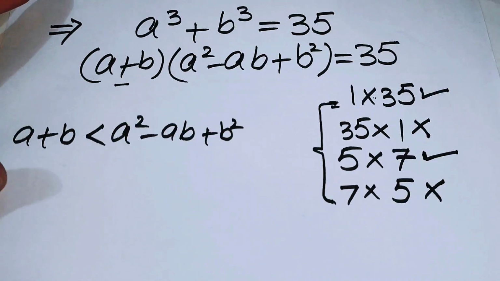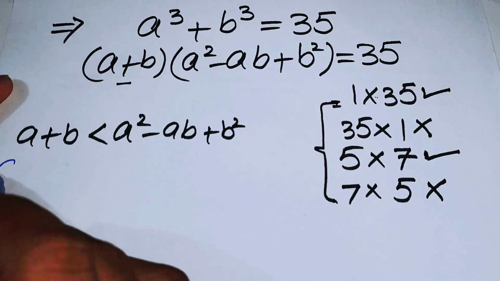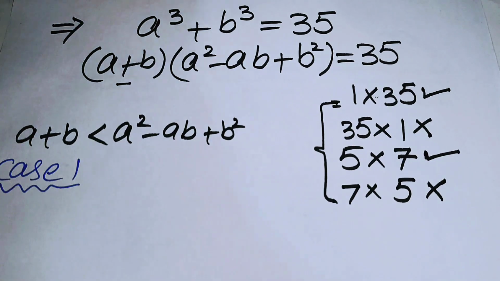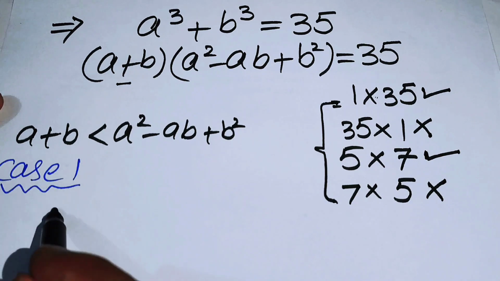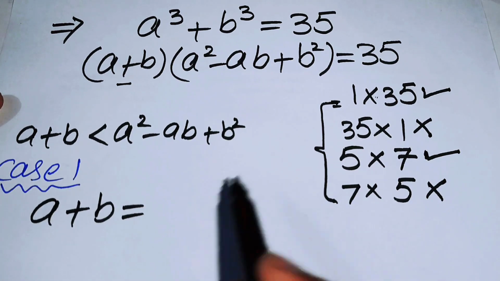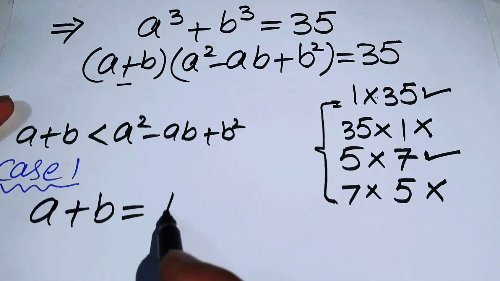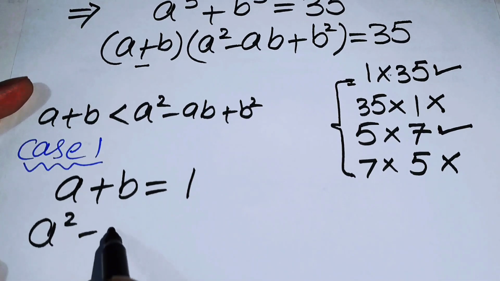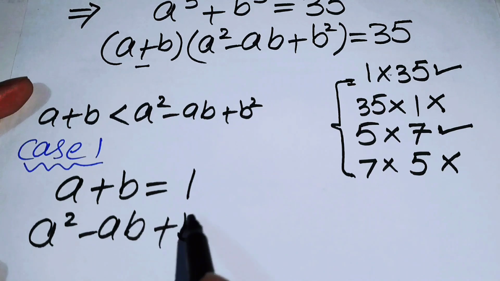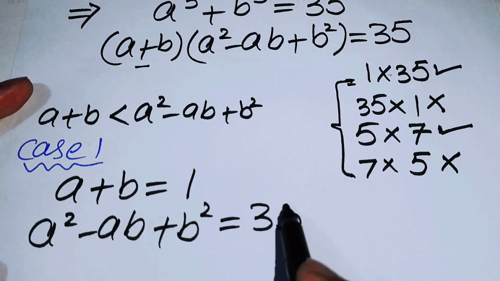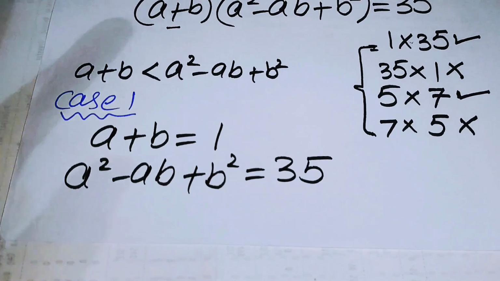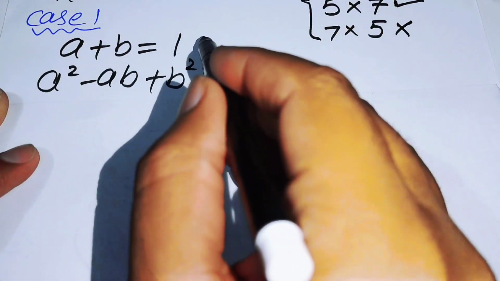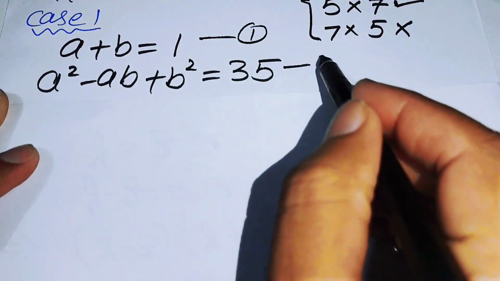So first I can solve case 1, and case 1 is that a plus b is equal to 1 and a square minus ab plus b square is equal to 35. Now first I can solve these 2 equations, and I can name them equation number 1 and equation number 2.